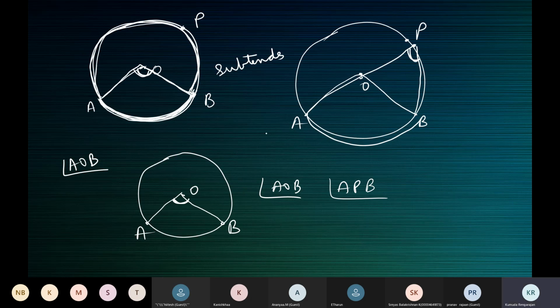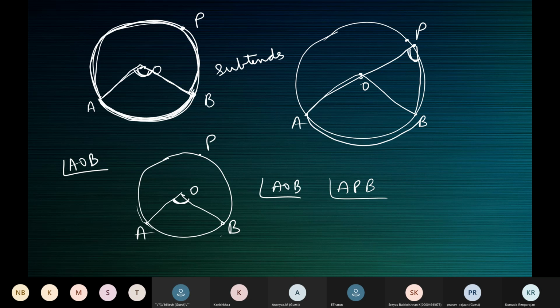Very good. Now let's take a point P. That point P can be anywhere on the remaining part of the circle. Not that I should take it here only, I can take it here also. Point P on the remaining part of the circle. Which is the remaining part of the circle? Arc AB subtends AOB at the center, right? So leave that arc AB. The remaining part of the circle is the major arc. Do we understand what is meant by remaining part of the circle?